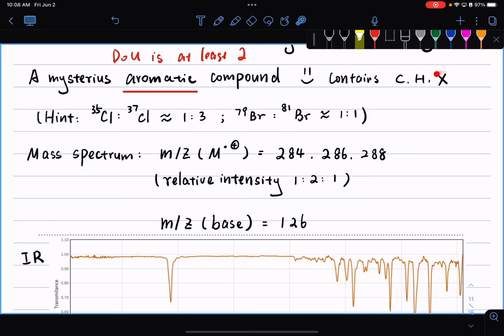Contains carbon, hydrogen, and some kind of halogen. And also here in the hint, I'm giving you some of the ratios between different natural abundances, like chlorine 35 to chlorine 37, that's like 1:3. And bromine 79 and bromine 81 is about a 1:1 ratio. So by just reading the top sentence, you're already getting some of the information. You're like, okay, so we have an organic molecule, carbon, hydrogen, halogen. Okay, that's something to keep in mind.